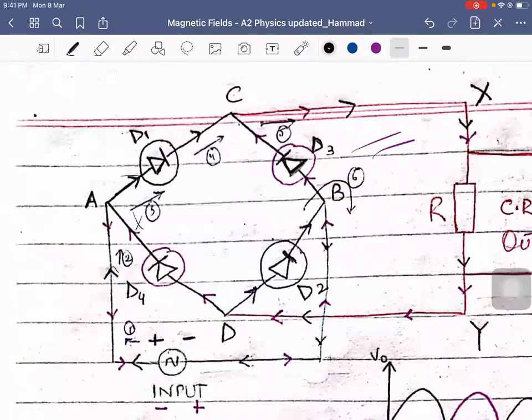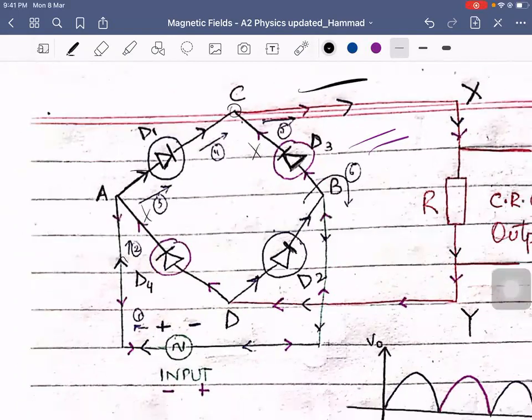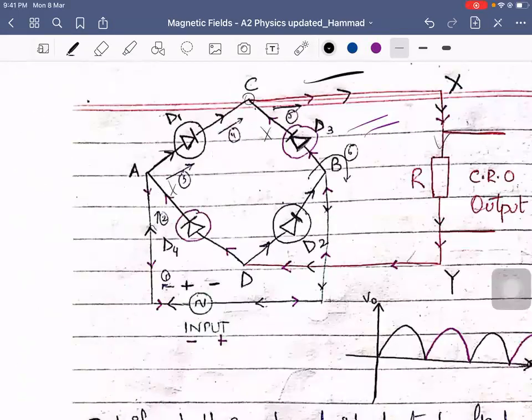It moves to this point. It will not go here. It will move here, and from here comes here, right? Then at this junction, it will take this path because it has to reach its negative pole.